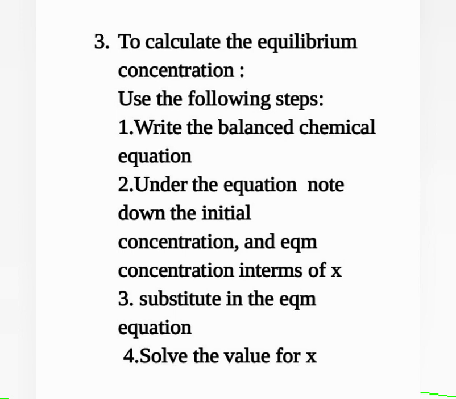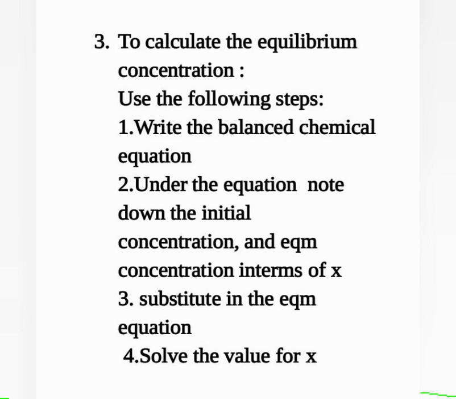The first rule is to write a balanced chemical equation regarding the reaction. Then, under the equation, note down the initial concentration and the equilibrium concentration or partial pressures in terms of x. Substitute in the equation of the equilibrium constant and solve for the value of x.